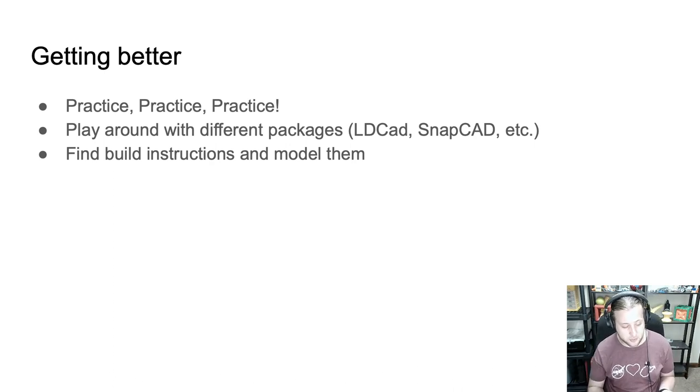And I think one great way to practice is to find build instructions like these that we've been looking at, and model them in your CAD software. Obviously, when you're using the CAD package for designing your own robots, you're not going to be building stuff from instructions. But I think this can be a great way to get familiar with the software. Find some build instructions, model them, maybe build something yourself out of physical parts, model it, and really just get as much practice and experience as you can. And the more you've done it, the easier it is.